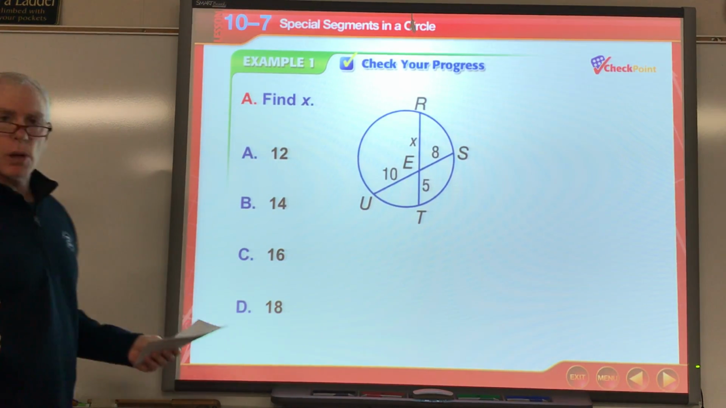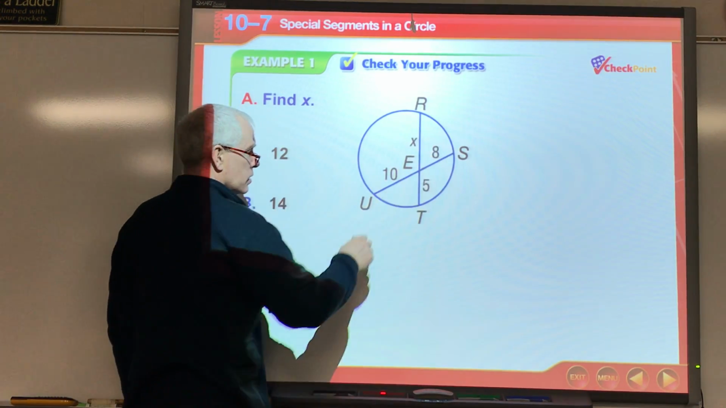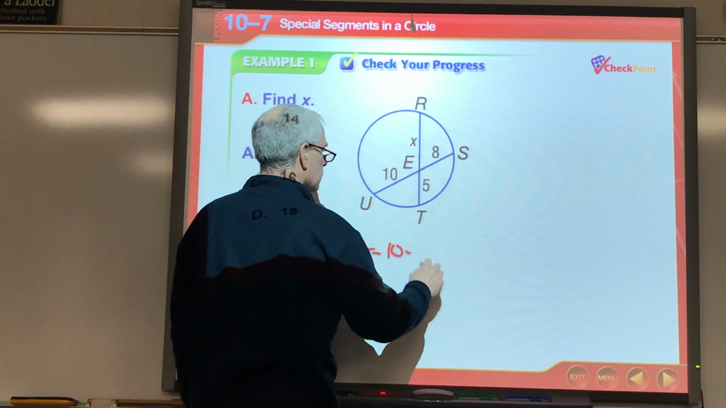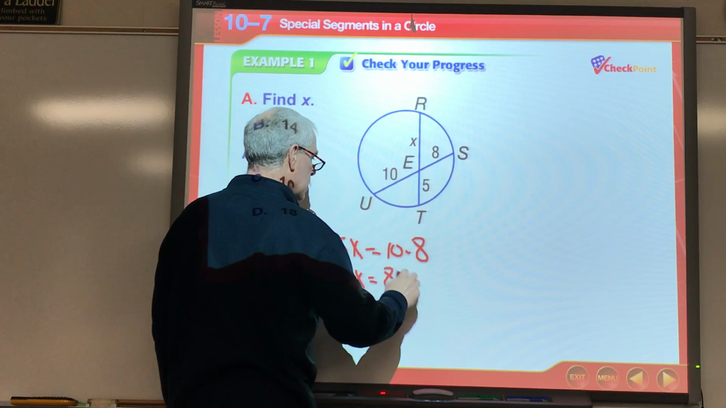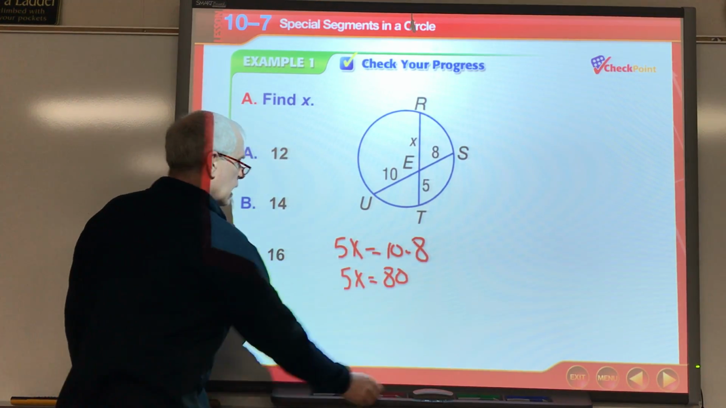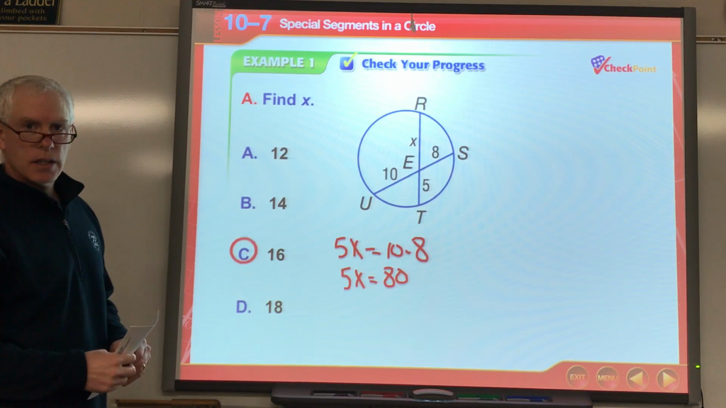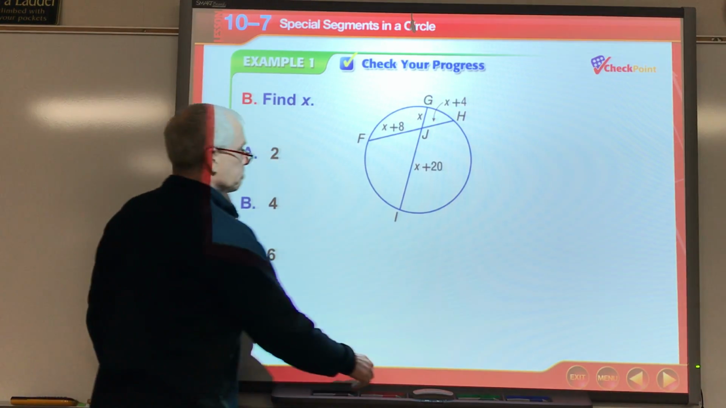All right, so I've got a couple of chords that intersect on the interior. The product of the parts is equal, so 5 times x is equal to 10 times 8, okay? 5 times x, of course, is 5x, 10 times 8 is 80, and 80 divided by 5 is 16. So if you guys got 16, you're good to go. Okay? Let's do the algebra on this one.